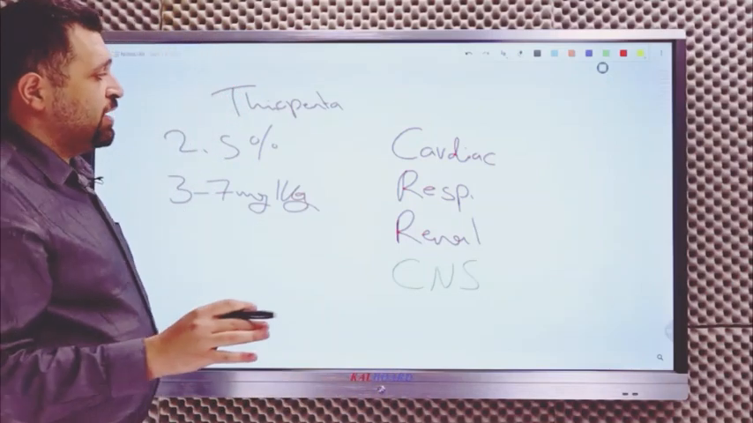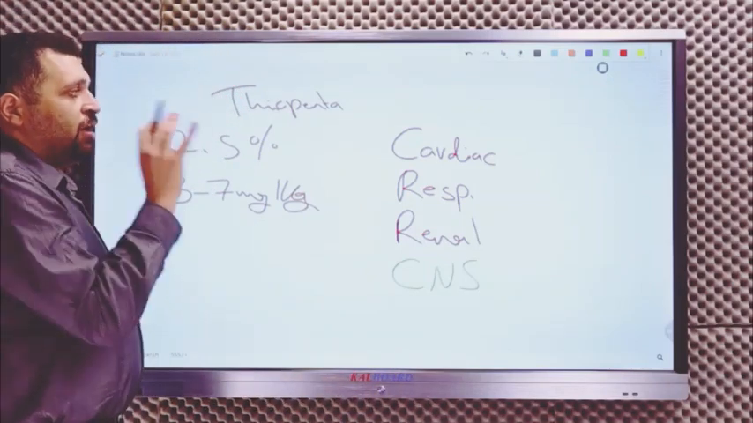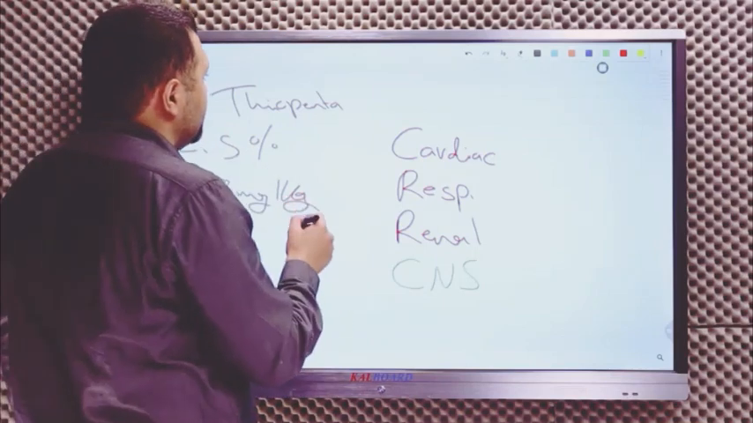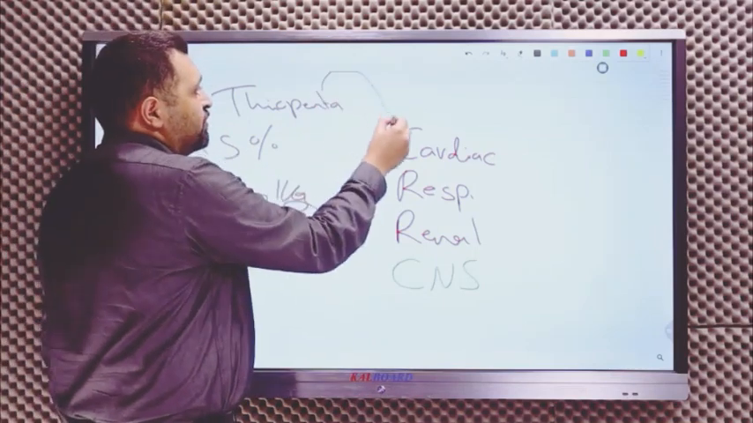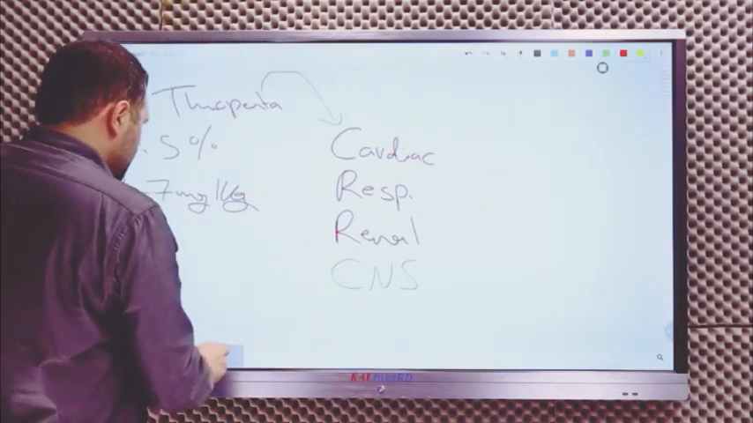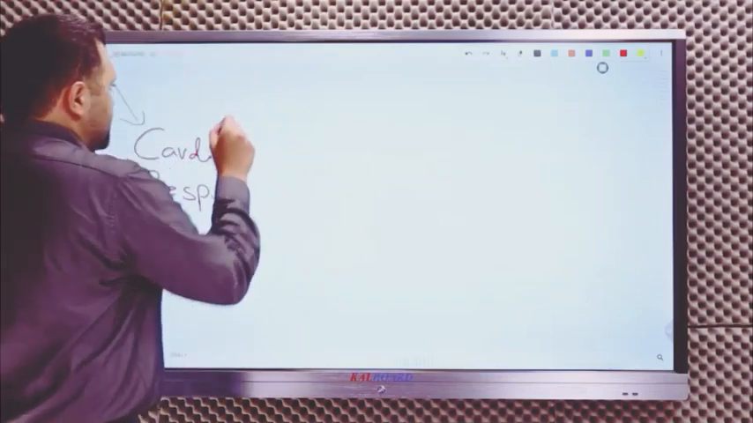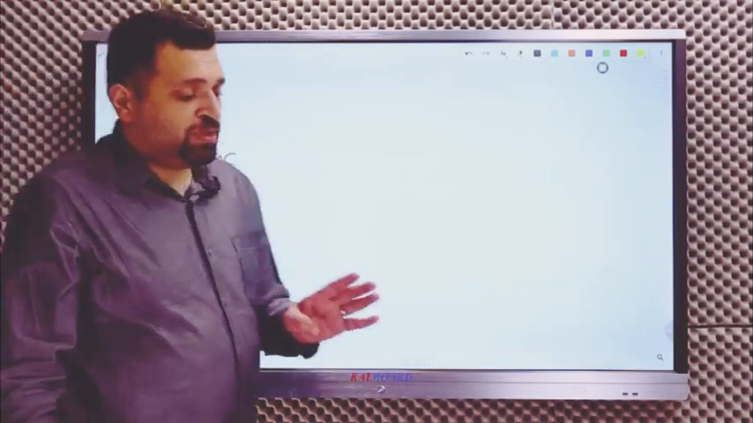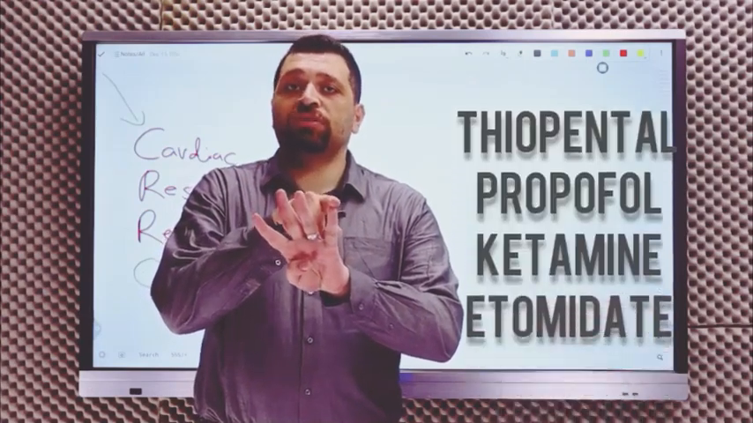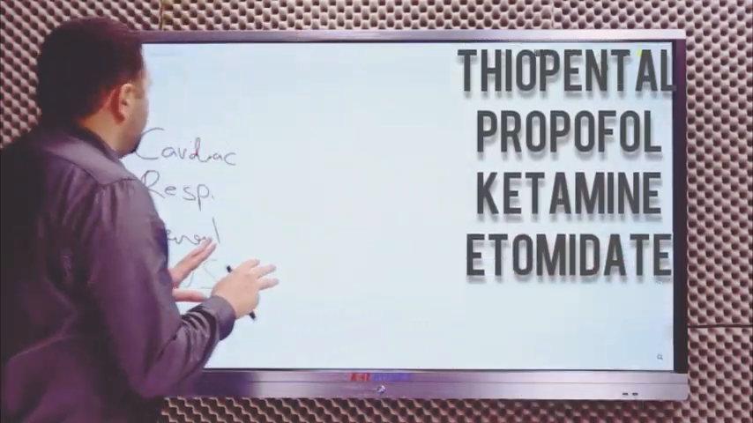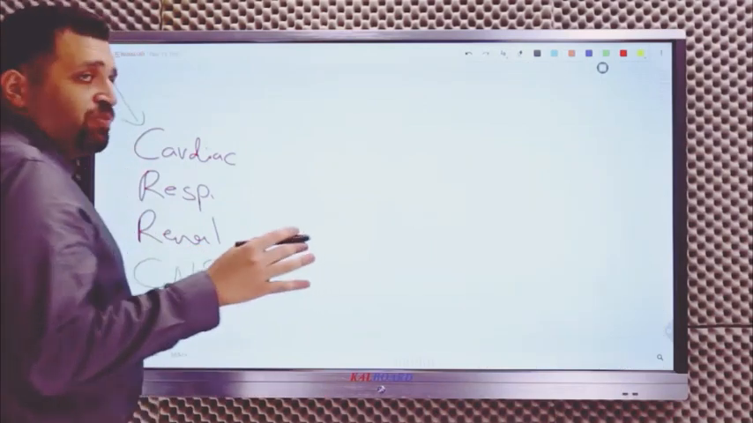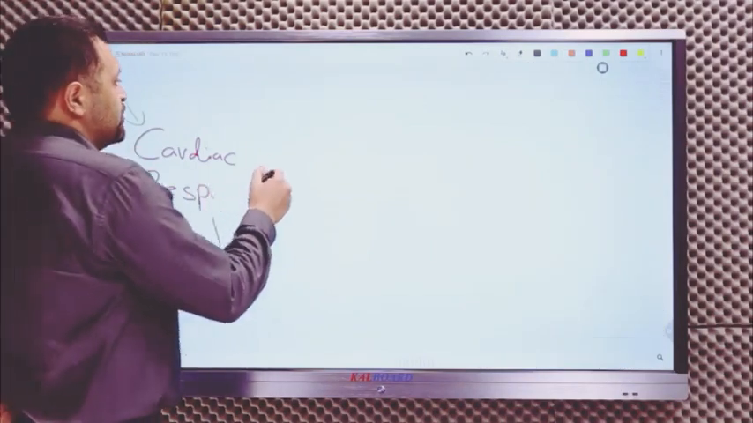If we understand how these organs or systems work in physiology, we will understand the effect of these drugs on these systems. Let's go to each of these systems. Today we are going to speak about 4 major drugs, which are thiopental, propofol, ketamine, and etomidate. We want to understand the effect of each of those on the following systems. But before, let's talk about each system separately.